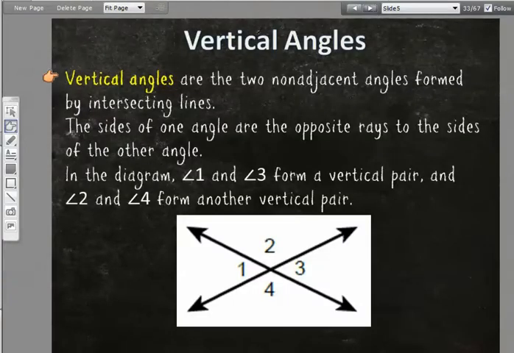All right, let's review vertical angles. There are 2 non-adjacent angles formed by intersecting lines, and the sides of one angle are the opposite rays to the sides of the other angle. And in this picture, angle 1 and angle 3 are vertical, which means they are always going to be congruent. Angles 2 and 4 are also vertical, and they will also always be congruent.